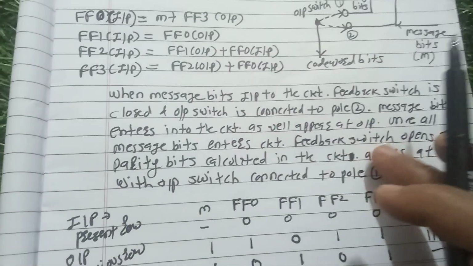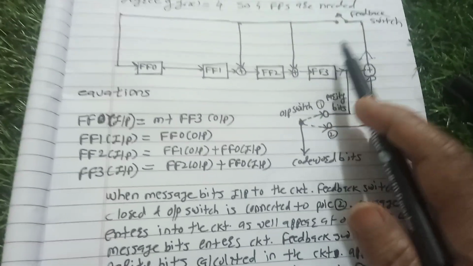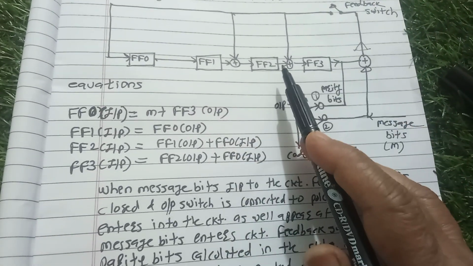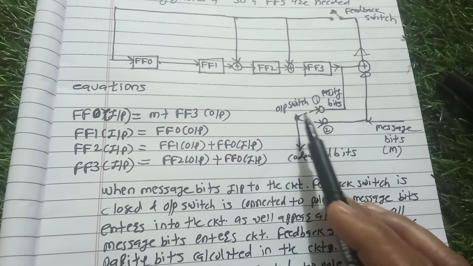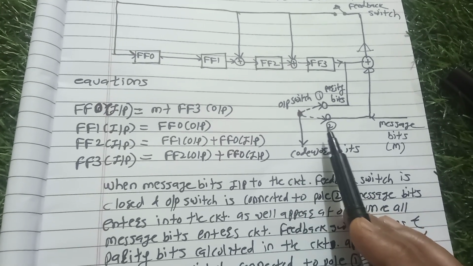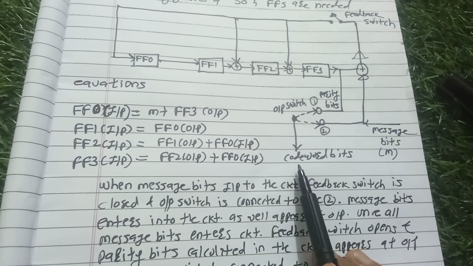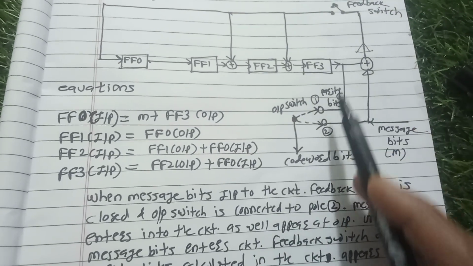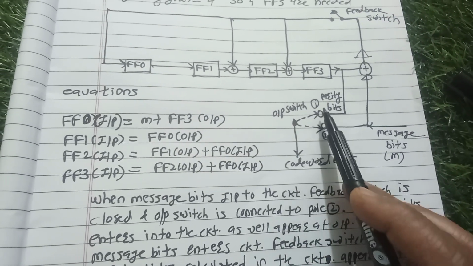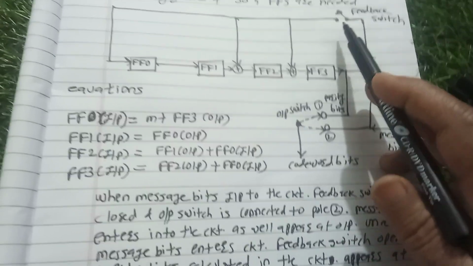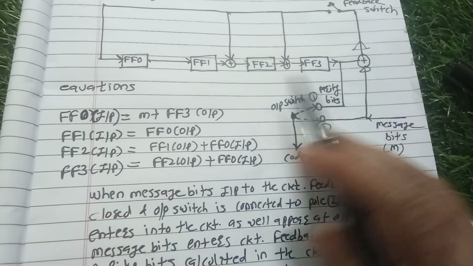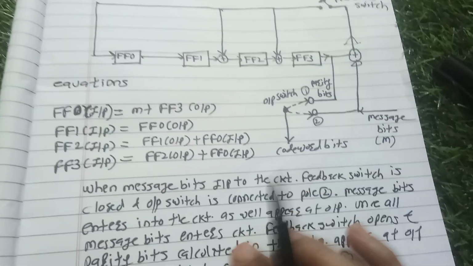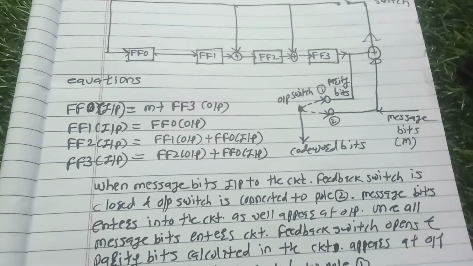The same is written here: when the message enters the circuit, the feedback switch is closed, and the message enters the circuit, then parity bits are generated. At that time, firstly the output switch is at position 2, so message bits enter the output as well as the circuit. Then the output switch is connected to pole 1 and the feedback switch is open, and the calculated parity bits will appear at the output switch. That we have already explained in the previous videos.